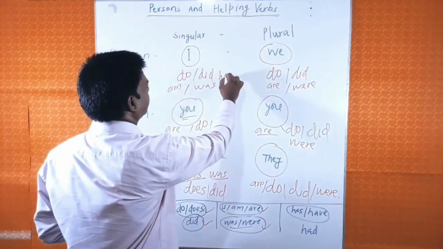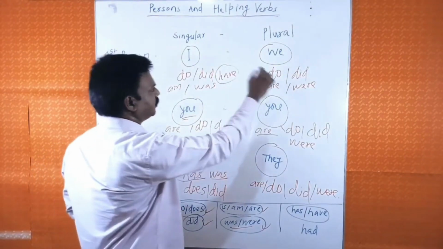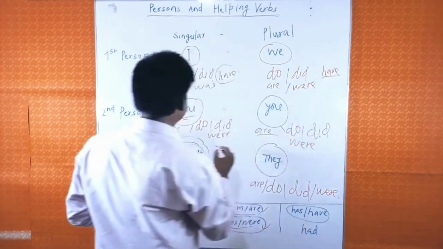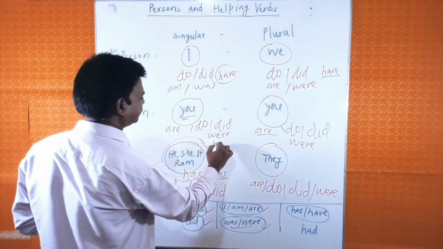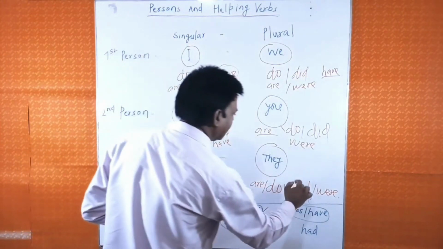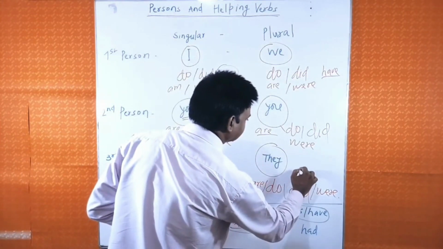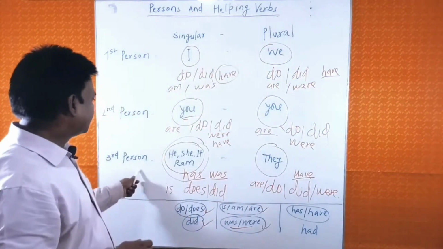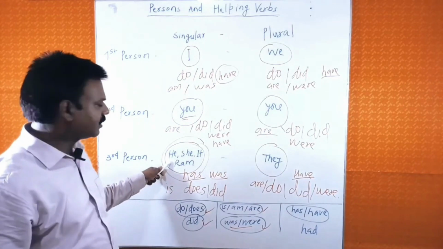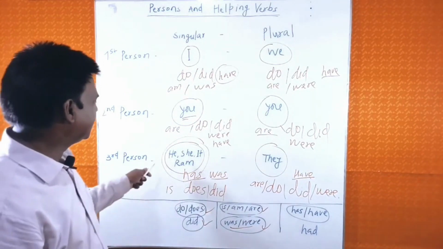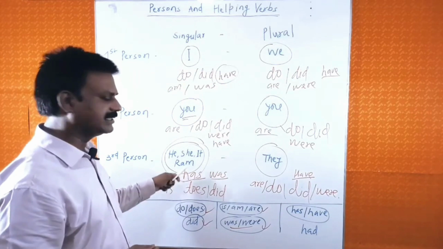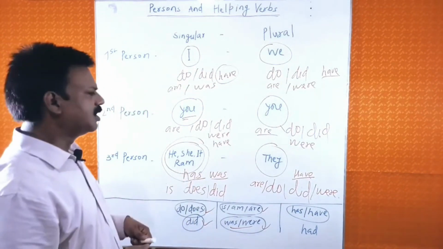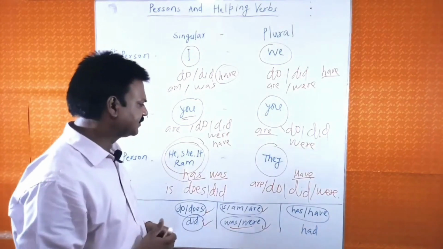I have, we have, you have, they have. Only with third person singular number, he, she, it or any name, we use has. He has, she has, it has, Ram has. Otherwise we use I have, we have, you have, they have.